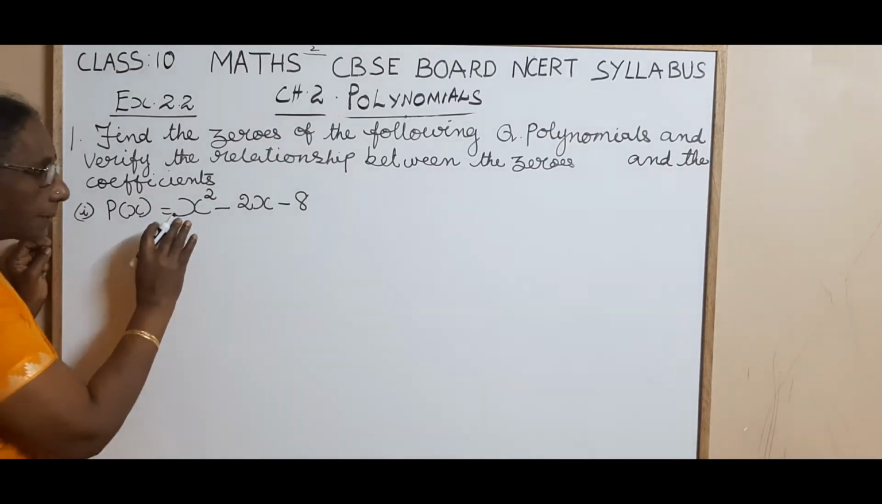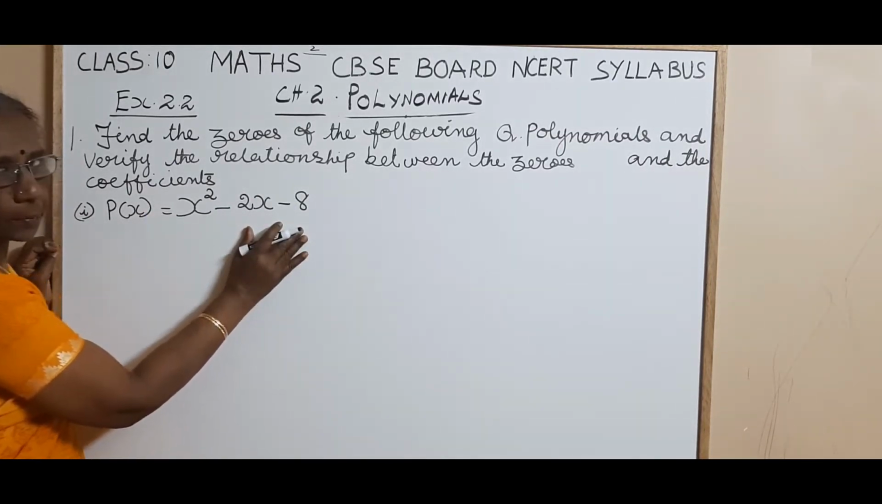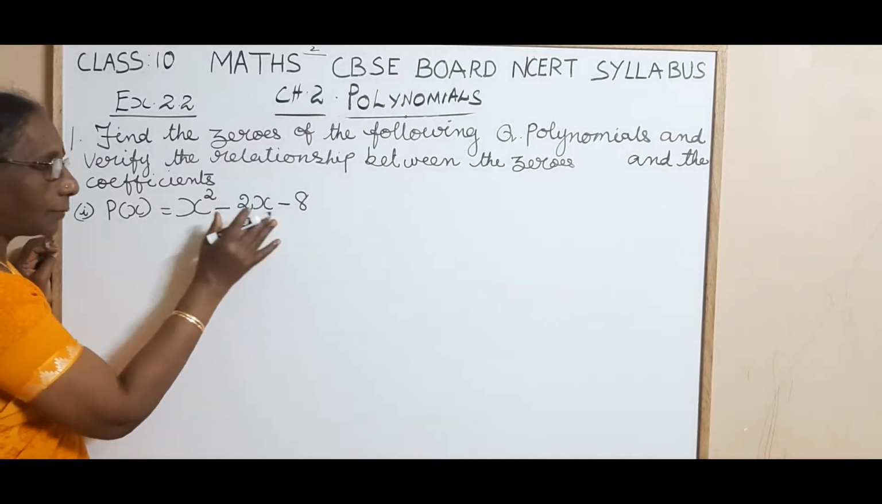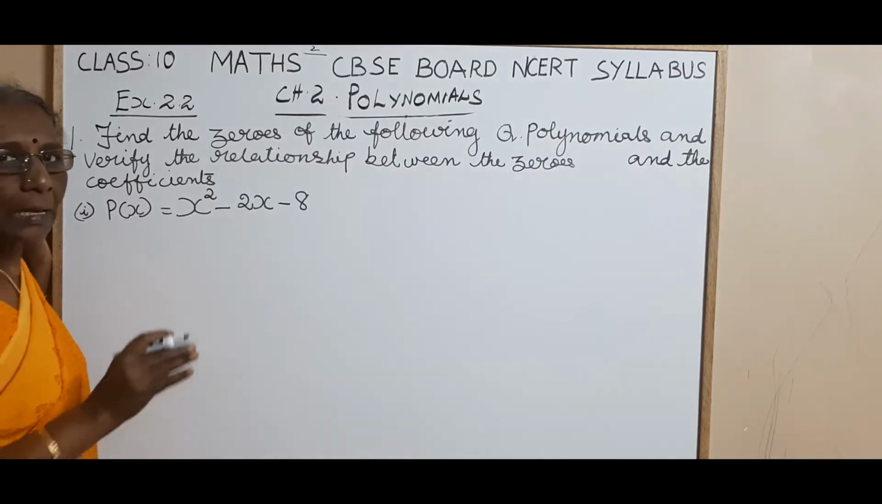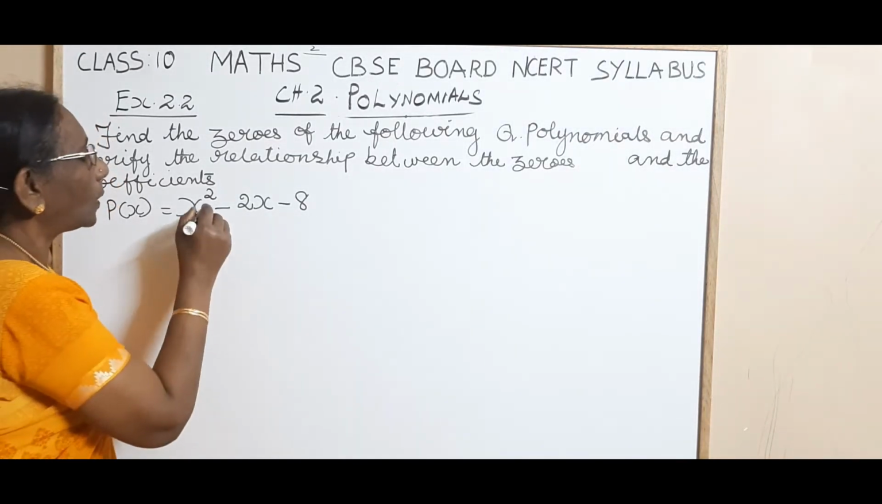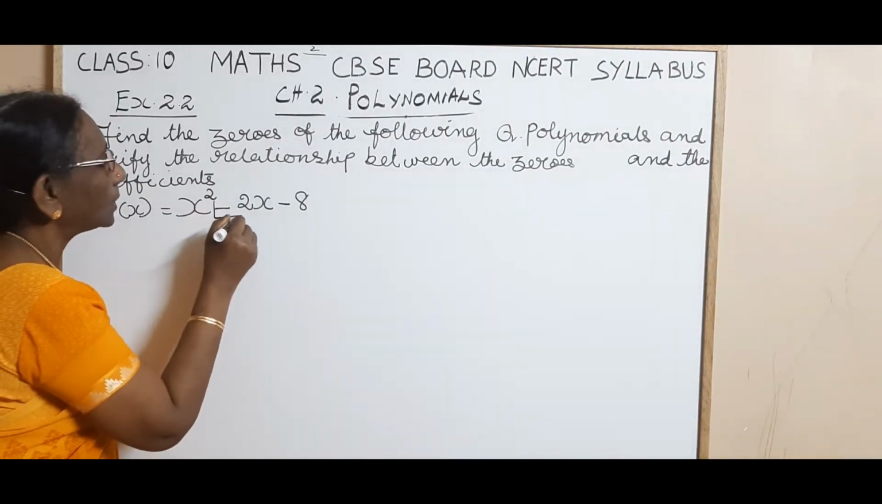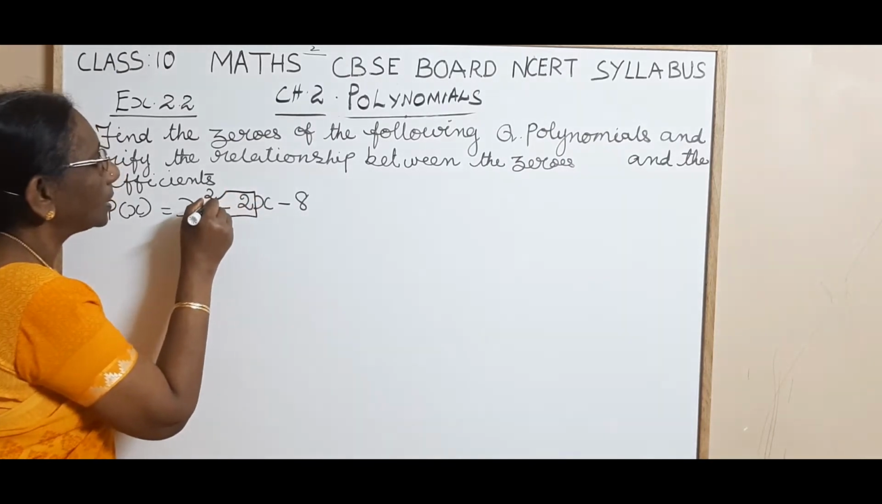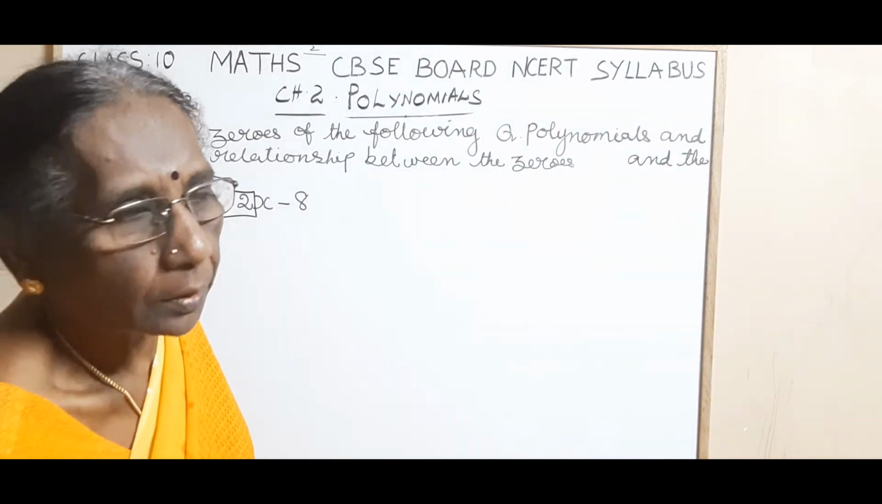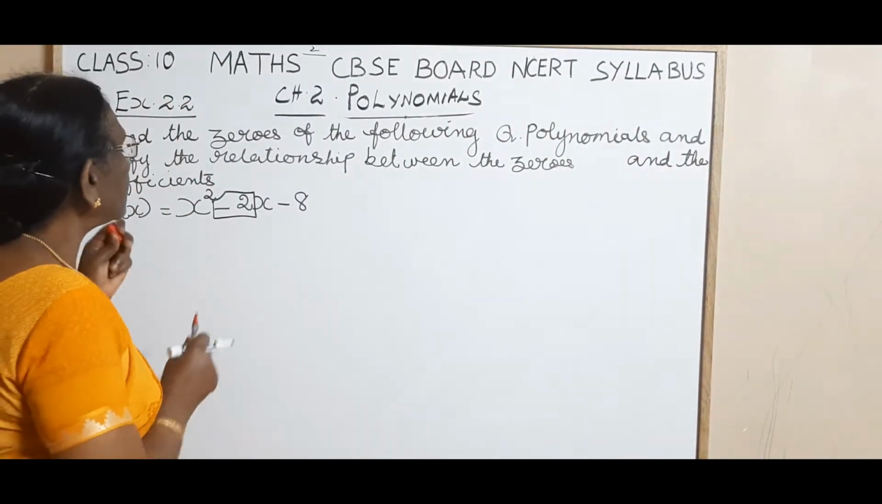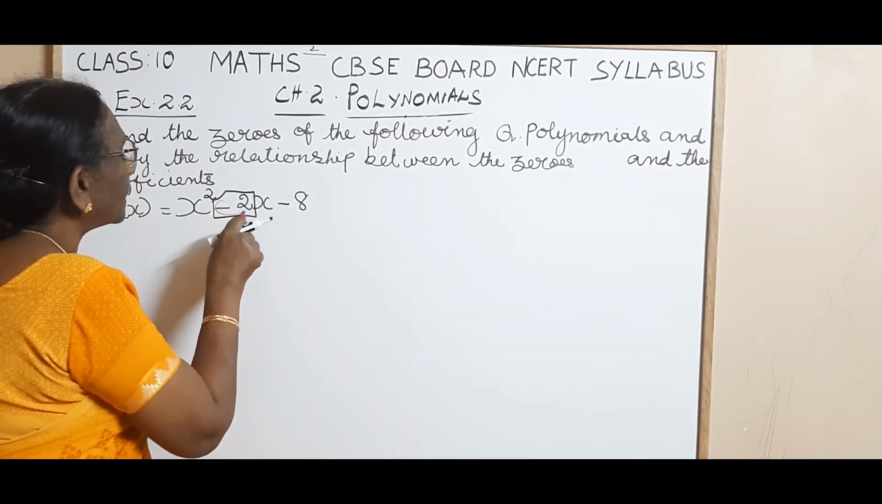We have to factorize this quadratic polynomial, and for factorizing this quadratic polynomial, we have to use splitting the middle term. What is the middle term here? The coefficient of the middle term is minus 2.